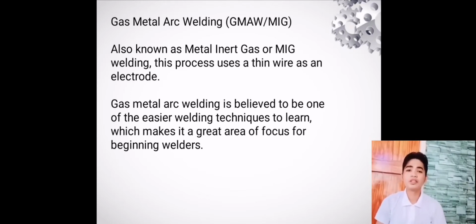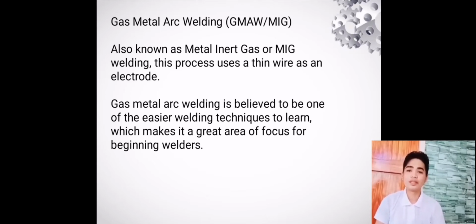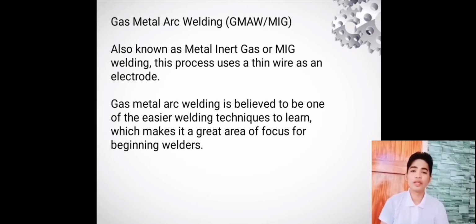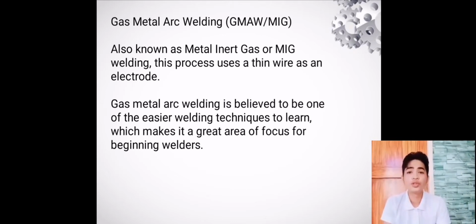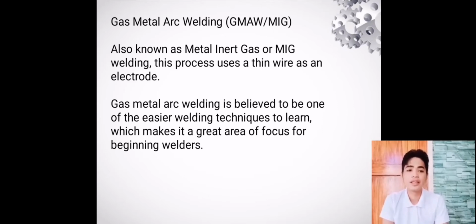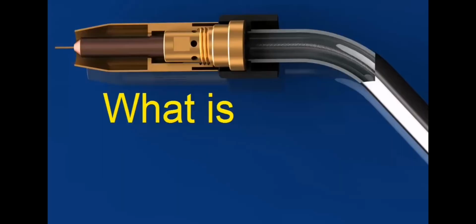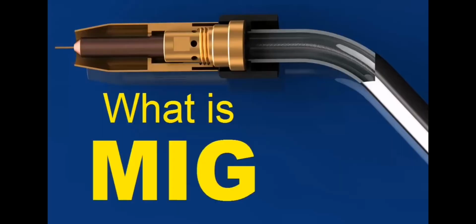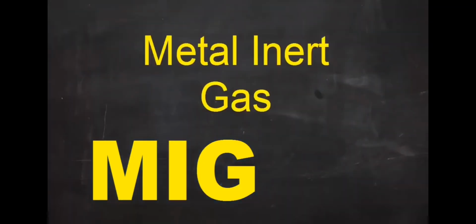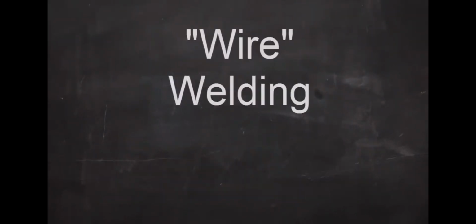Gas metal arc welding is believed to be one of the easier welding techniques to learn, which makes it a great area of focus for beginning welders. So, GMAW ito ang mas madaling gawin o madaling paraan para sa mga nagsisimula ng pag-welding. What is MIG welding? MIG stands for Metal Inert Gas Welding. The American Welding Society calls this process gas metal arc welding or GMAW. You might also hear it called wire welding.